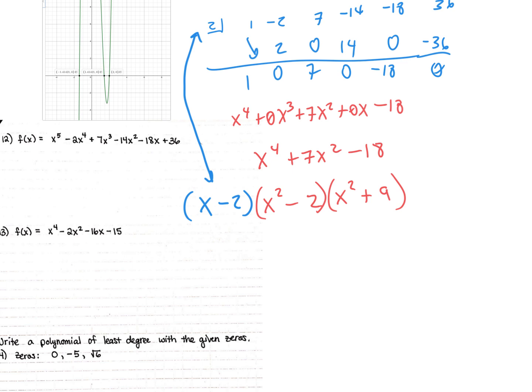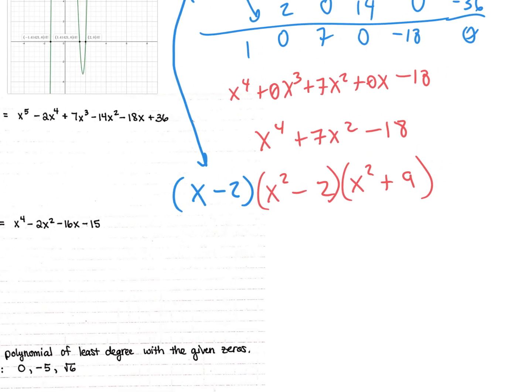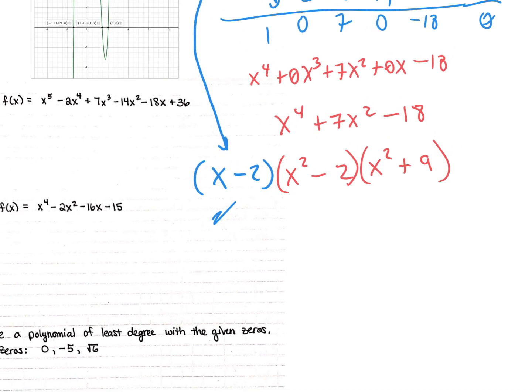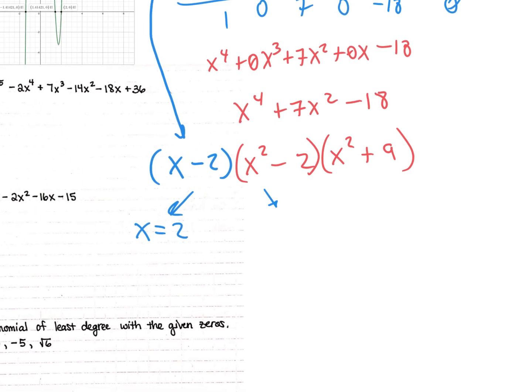that we had already discovered that one of the zeros is 2. And since one of the zeros is 2, that means that this had to have been a factor. Now, that might be redundant for me to do that, but let's just be clear. That means that x is 2. This means that x is equal to plus minus radical 2. And this would mean that x is equal to plus minus 3i.